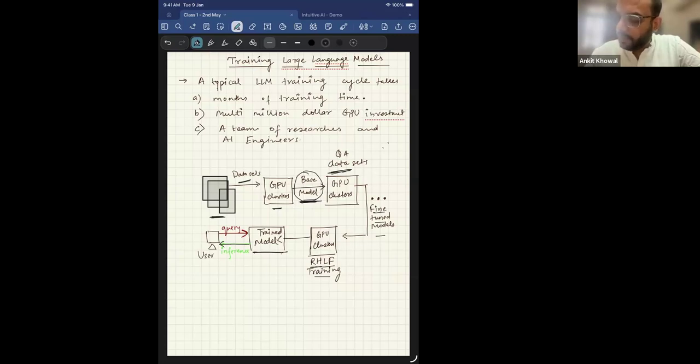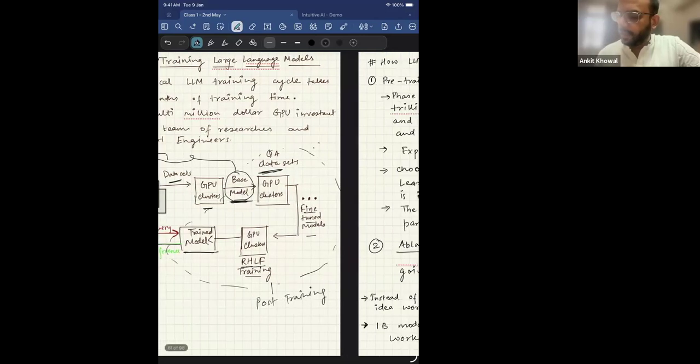So on a high level, taking the data sets to coming up with the base model is called pre-training. Okay. And once you have the base model, till the trained model, whatever training you give, this whole part over here is called post-training. Okay. So we will look into each of the phases today. Okay. So let's start.